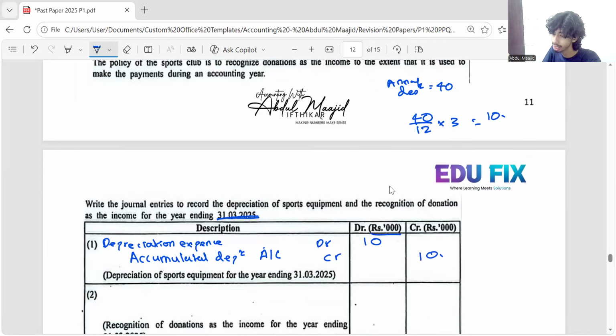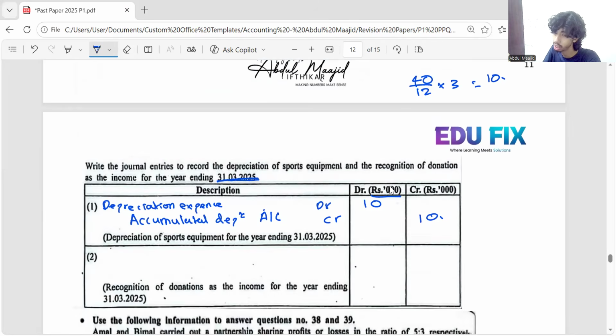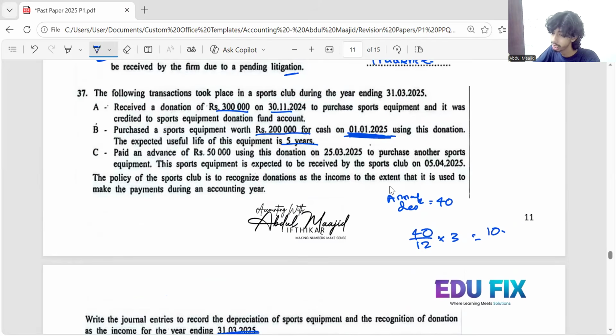Then next, recognition of donation as income for the year. Now, we received donation worth 300. Out of that 200,000 we used to purchase equipment. And we also paid the advance of 50,000 using the donation on 25th of March, I mean within this year, to purchase another sport equipment. This sport equipment is expected to be received on 5th of April, so next year. The policy of the sports club is to recognize donation as income to the extent that is used to make the payments during the year.